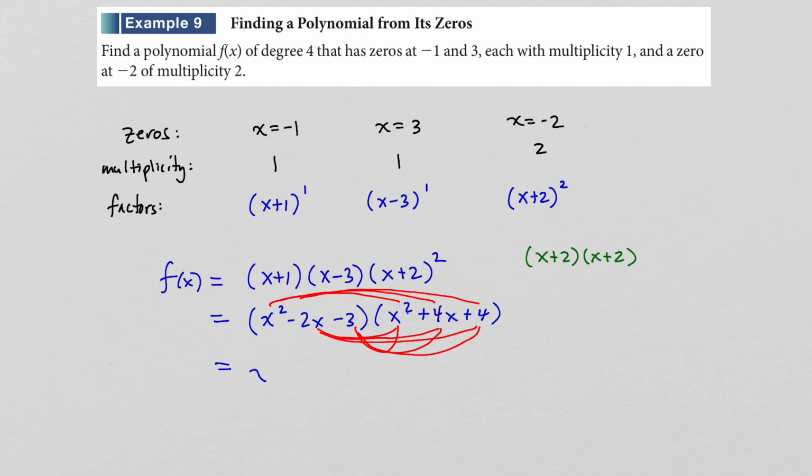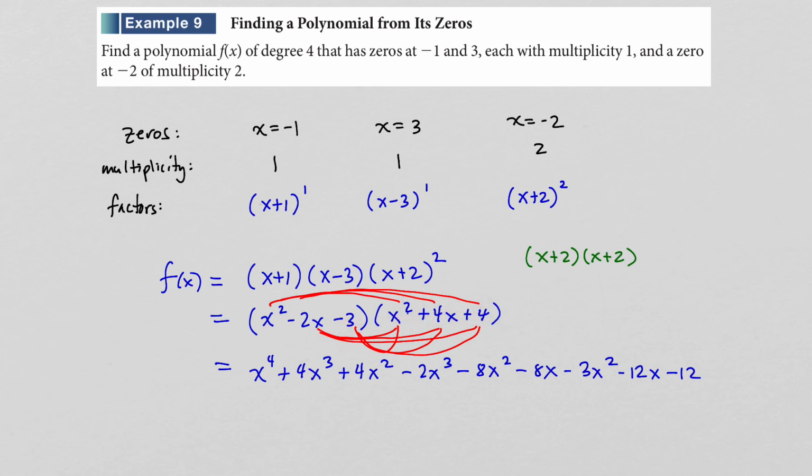So we'll go through, we get x to the 4th plus 4x cubed plus 4x squared. That's when you multiply x squared to all of these. Then we get -2x cubed, -8x squared, and -8x, and that comes from multiplying -2x to all of these. And finally, we get -3x squared, -12x, and -12. And that comes from multiplying -3 to all of these.